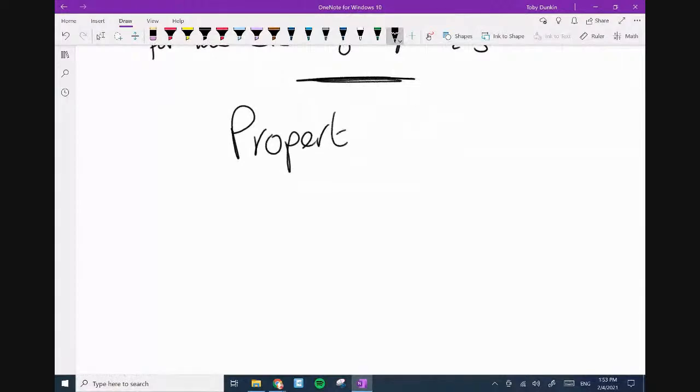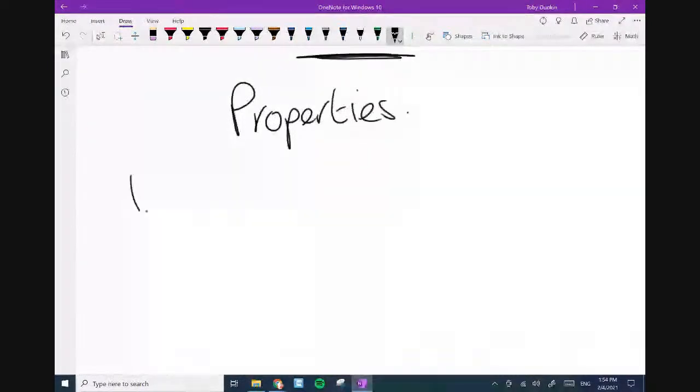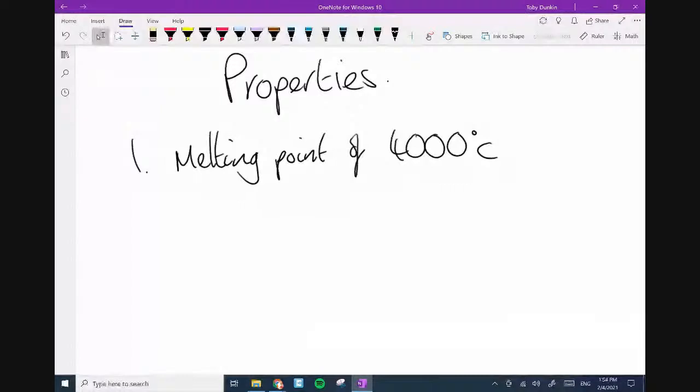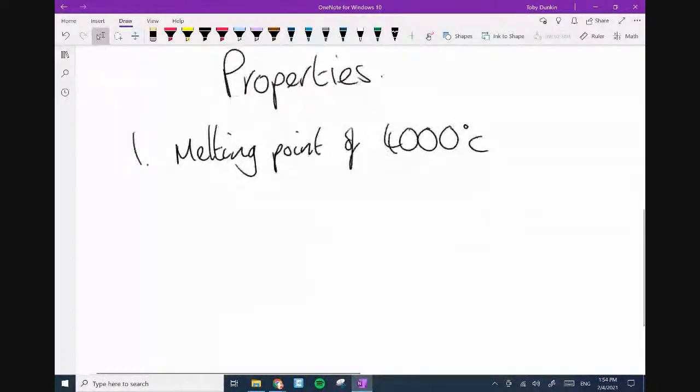So properties. Graphite has special properties. Number 1, it has a melting point of 4,000 degrees Celsius. That's crazy. It's an incredibly high melting point, only a few degrees lower than diamond. And we'll need to run Susan Boyle on that because it's very special. Graphite has an entirely separate set of stories.